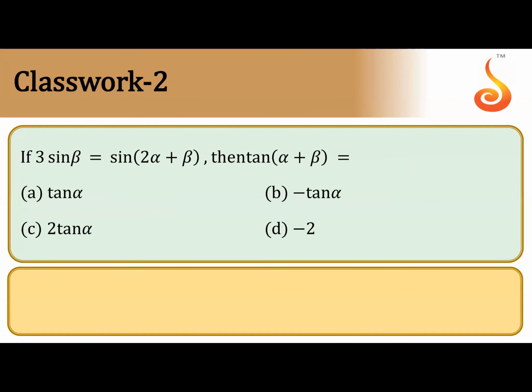Now this question. Write the question. If 3 sin beta equal to sine of 2 alpha plus beta, then tan of alpha plus beta, they are asking. Please write the question. It's a good question. 3 sin beta equal to sine of 2 alpha plus beta, then tan of alpha plus beta they are asking. And observe here, 2 alpha plus beta is there, only beta is there.